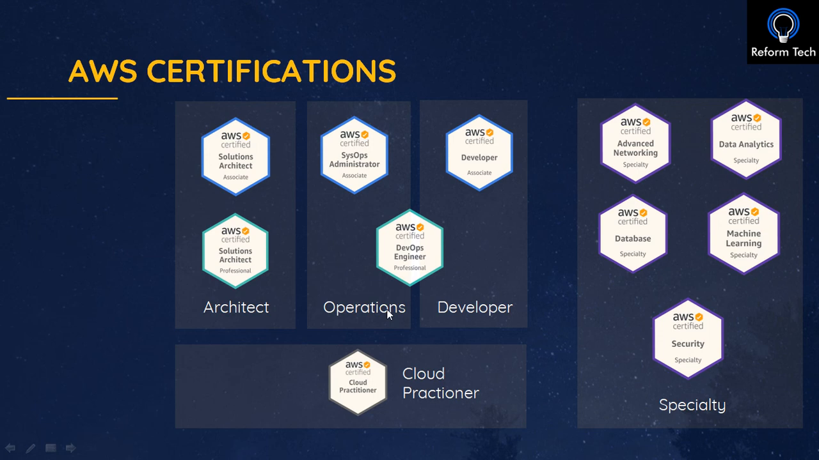And in Operations you have the SysOps Admin. And in Developer you have the Developer certificate as an Associate. And DevOps Engineer Professional is a mix of Operations and Developer, I would say. Apart from this, you have a few specialty certificates also, like Advanced Networking, Data Analytics, Database, Machine Learning and Security. Alright, so let us see in brief about these certifications.